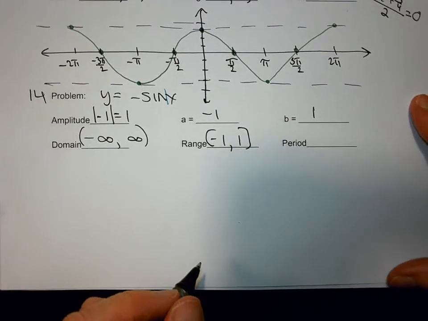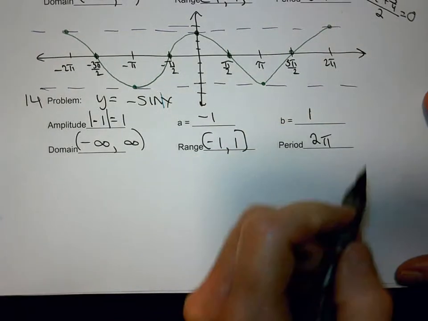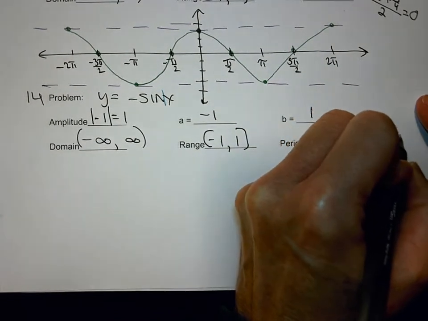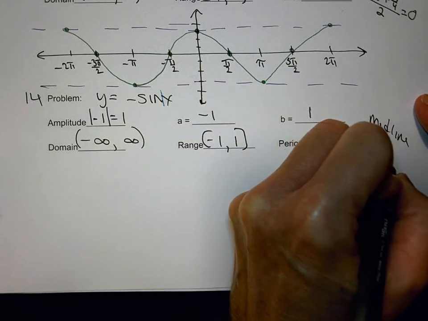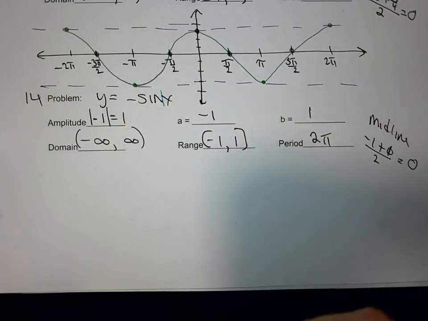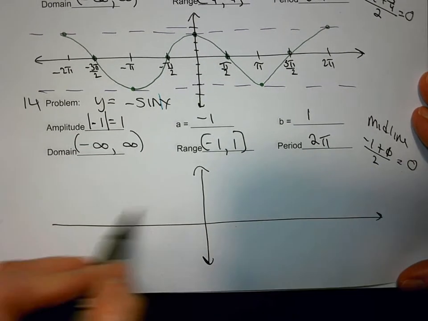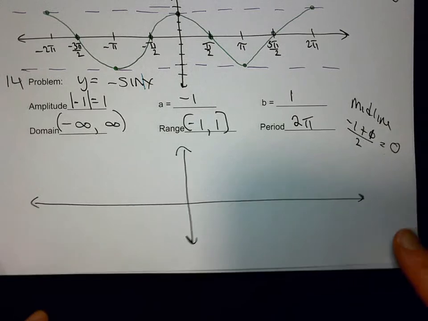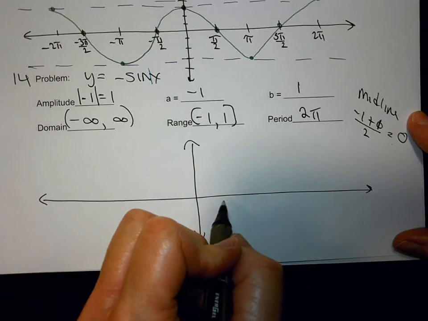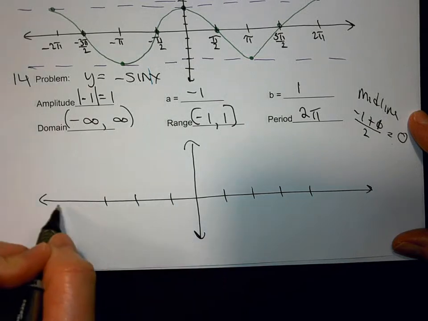And then again, my period is 2 pi over b, and since b is 1, it's going to be 2 pi. So midline, negative 1 plus 1 divided by 2 is 0. Okay, so again, my amplitude is the only thing that's changing, so I can make the same hash marks. 1, 2, 3, 4, 1, 2, 3, 4.